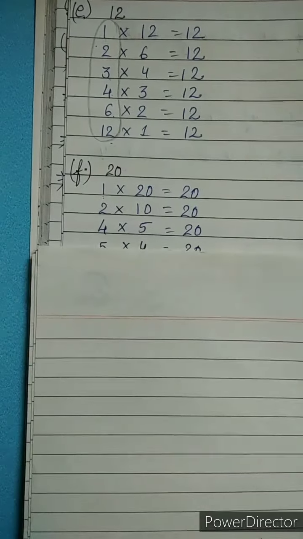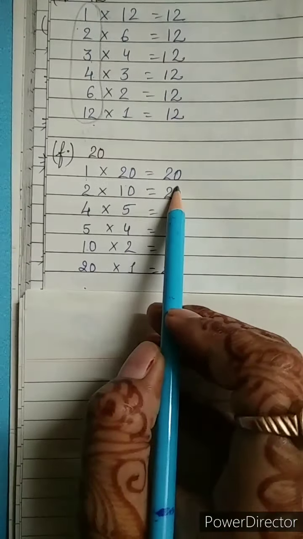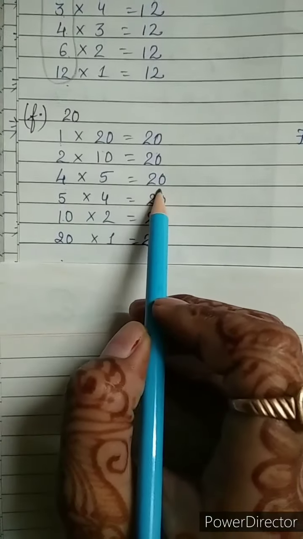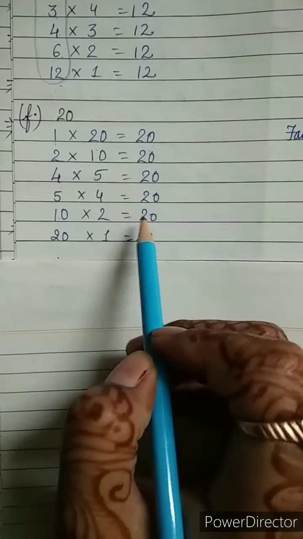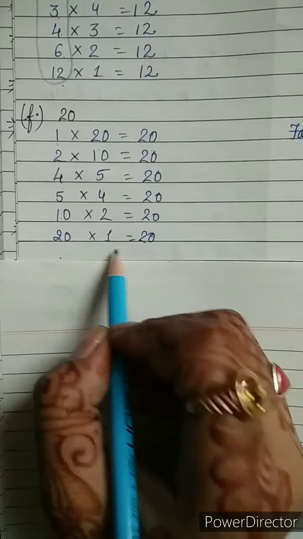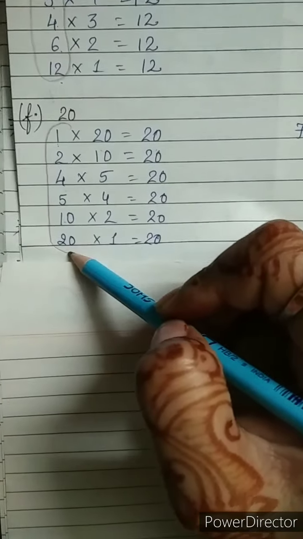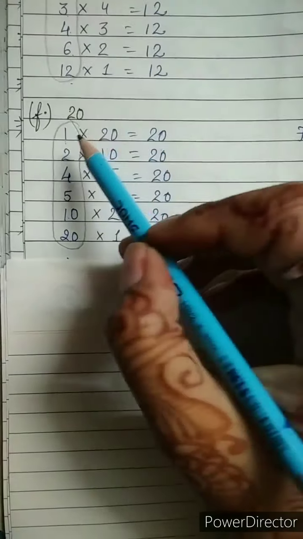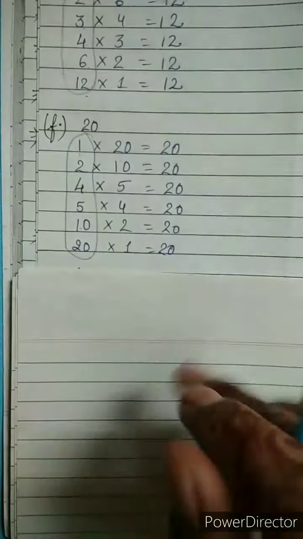In the next question we have 20. So 1 20s are 20, 2 10s are 20, 4 5s are 20, 5 4s are 20, 10 2s are 20 and 20 1 is 20. So 1, 2, 4, 5, 10 and 20 are the factors of 20 because after multiplying, after reading the table of that number, we get 20.